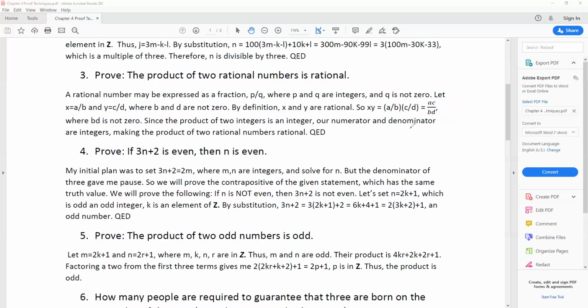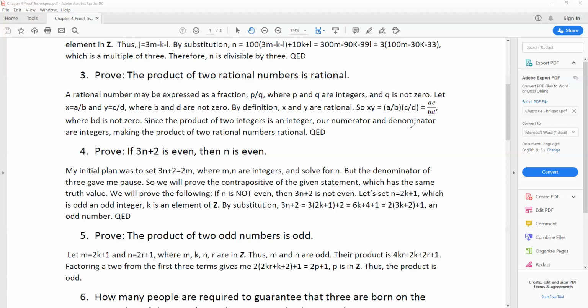Number 4, prove the following. If 3n plus 2 is even, then n is even. As I stated here in the notes, my initial plan was to set 3n plus 2 equal to 2m, which would show that 3n plus 2 is even, but then the arithmetic got a little saucy for this lesson, so I decided to go back and try a different approach. And I wanted to leave that in here just to show that proofwriting is not always simple.